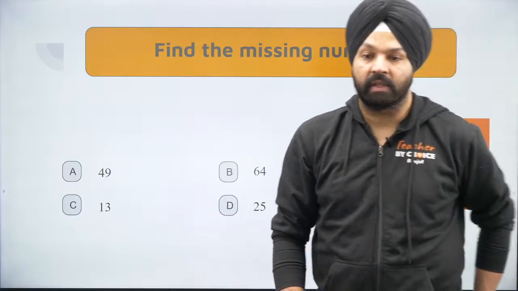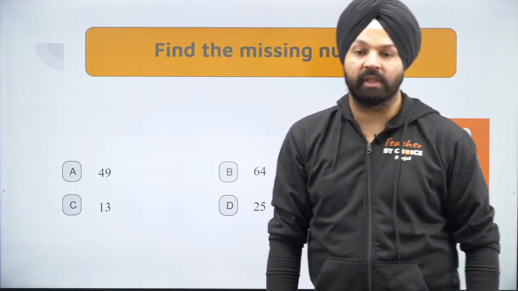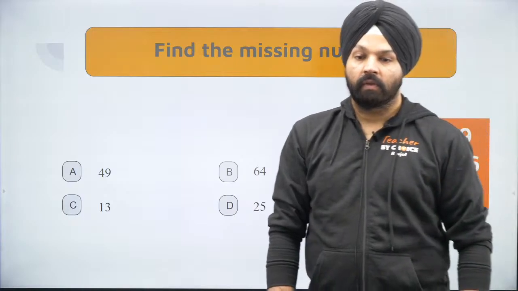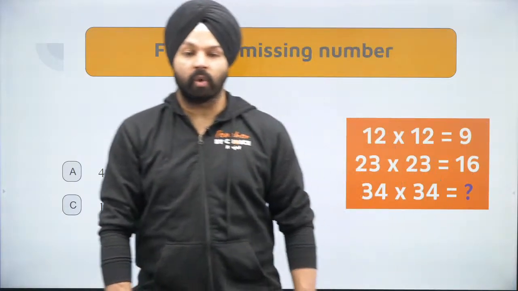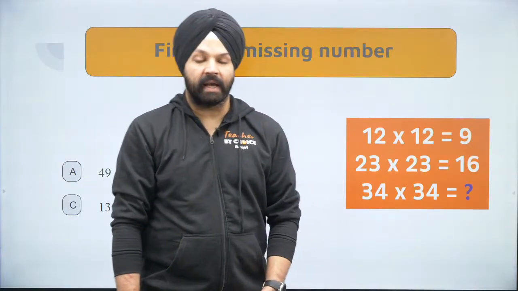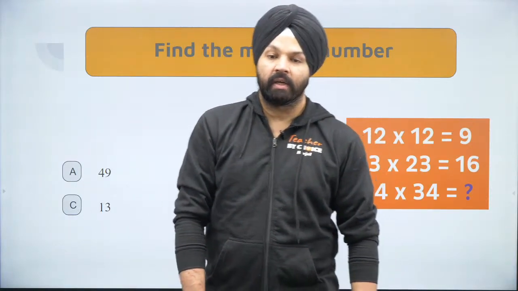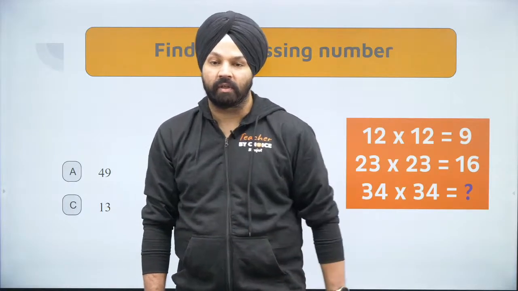Okay, people are posting answer as 25. Okay, let's have a look at the question once again. 12 into 12 is 9, 23 into 23 is 16, 34 into 34 is dash. Okay, 25 is the answer.